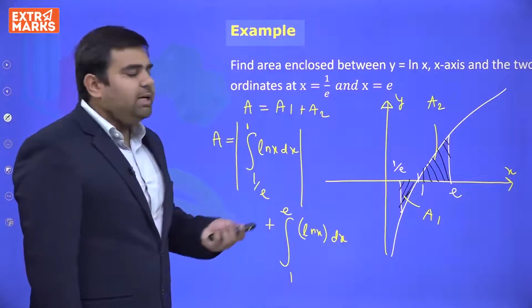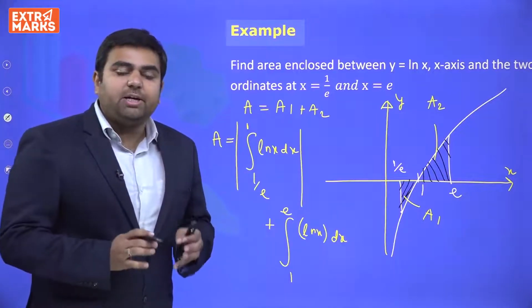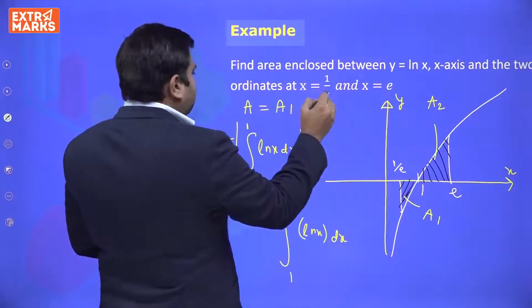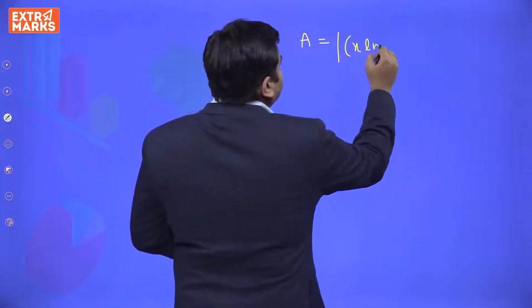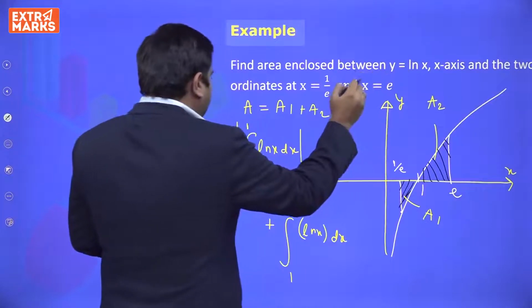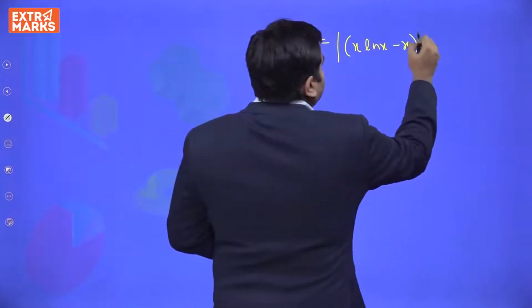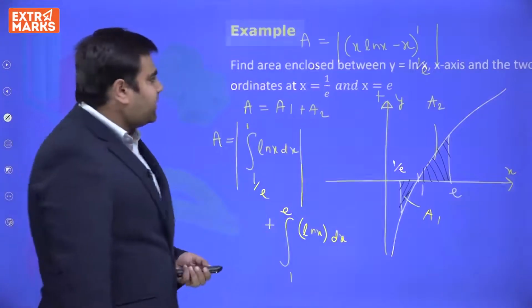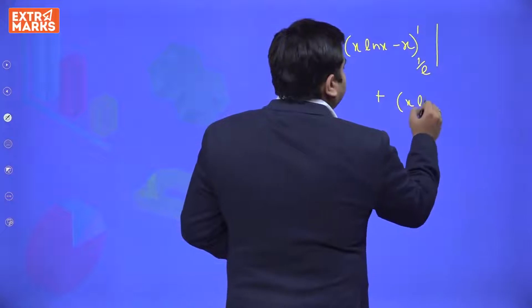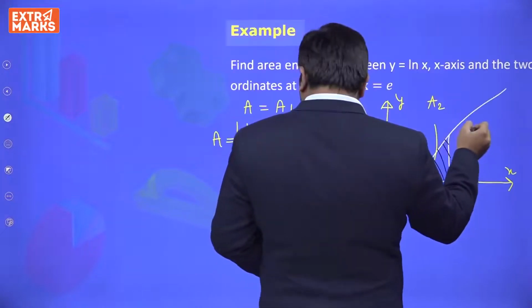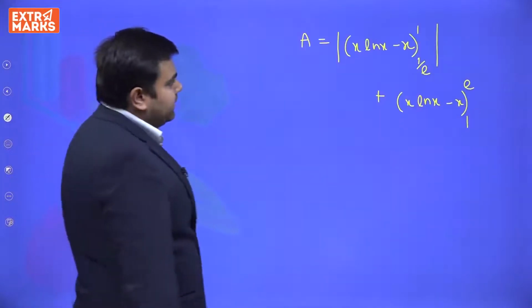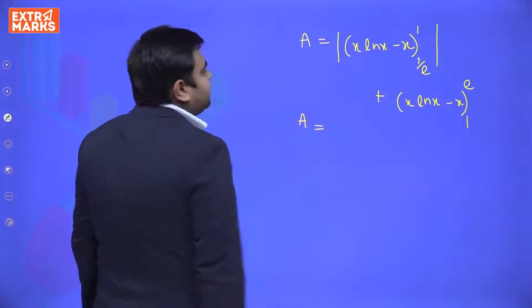So what is the integral of ln x? The integral of ln x is x ln x minus x, right? So the area would come out to be what? The area would come out to be x ln x minus x between 1 by e and 1, plus x ln x minus x from 1 to e, right? So what is the area?